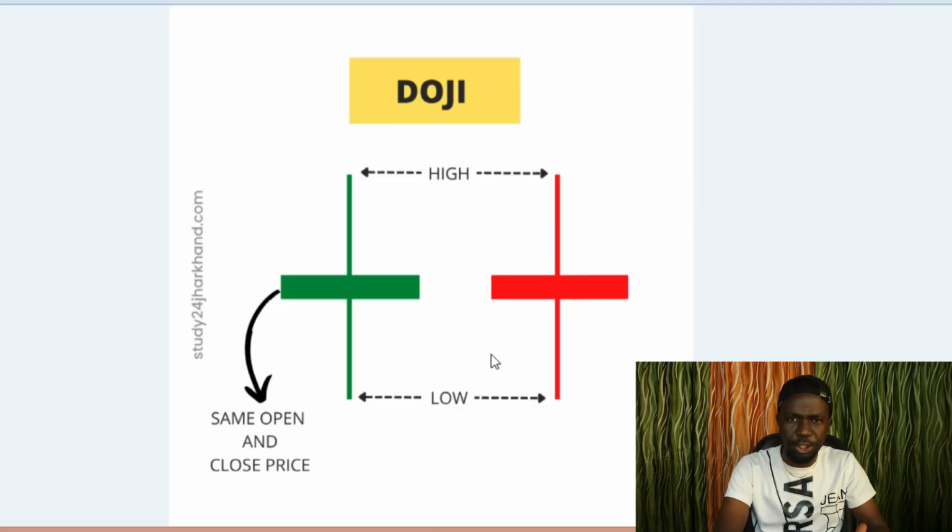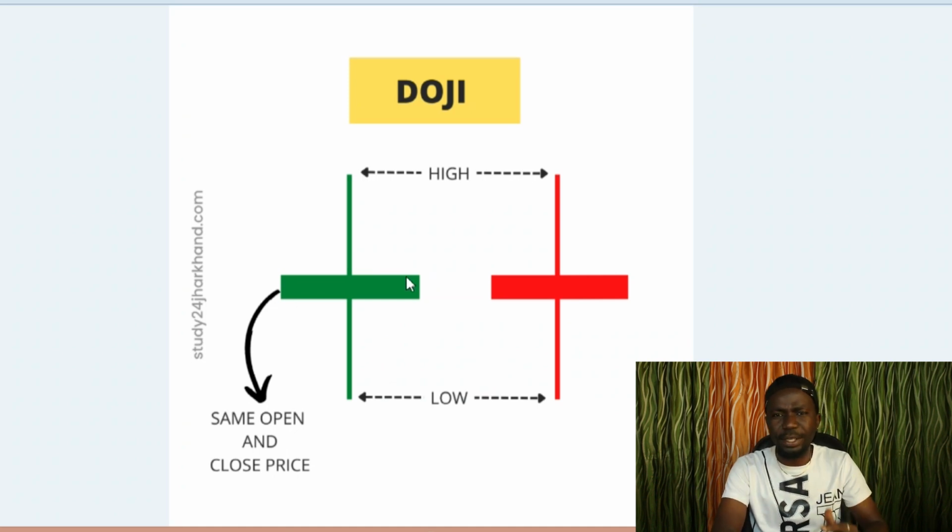Neither the buyers nor the sellers are in charge of the market. So once you identify a Doji, it means that the market is clearly in a range. The buyers and the sellers are exchanging prices. The market is in equilibrium. So this is an example of how a Doji candlestick pattern looks, so that whenever you identify them, you can be able to recognize them on a price chart. So this is what we call a Doji. It looks like a cross.